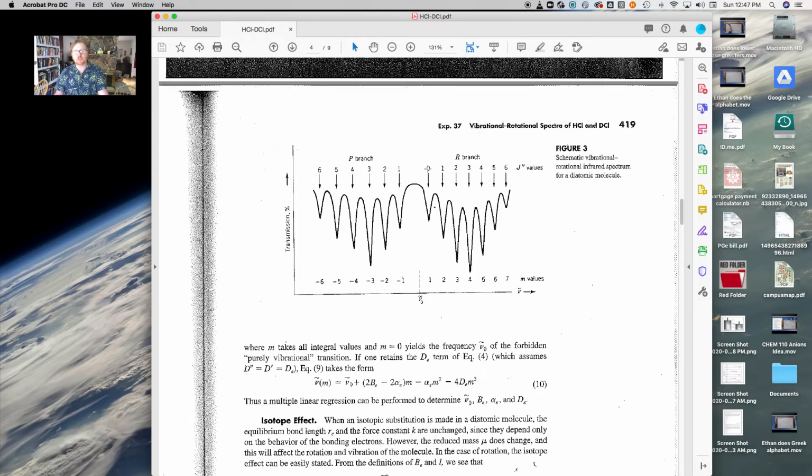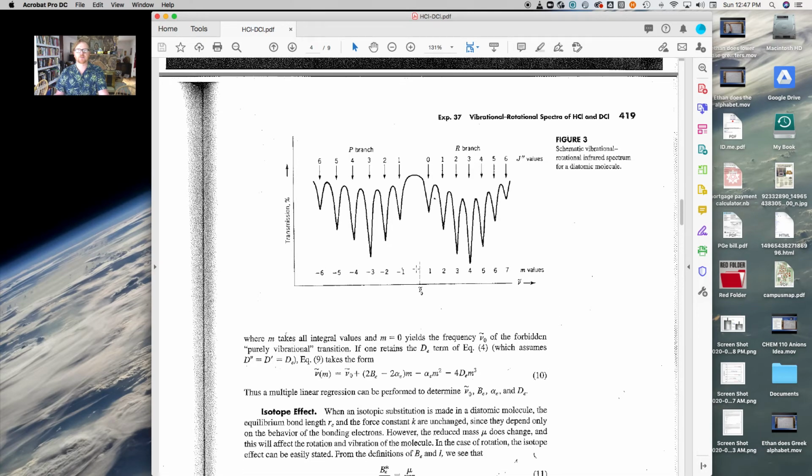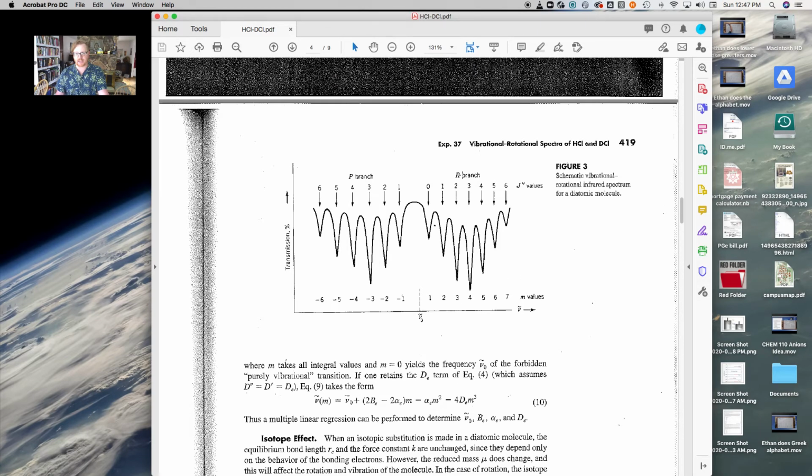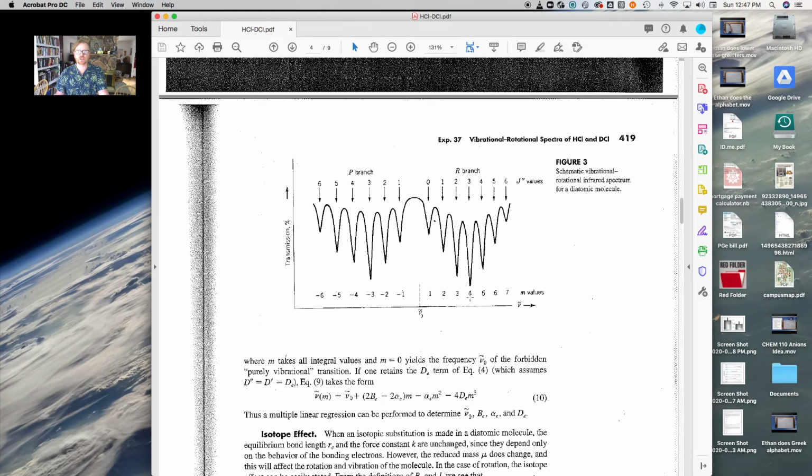But then on the other side, it starts at 0 because it's got to go up. It's got to go from 0 to 1. In any event, to make life a little easier, we use what's called these M values, these index values, where starting on the R branch it goes 1, 2, 3, 4, 5, 6, 7. And then starting on the P branch, it goes -1, -2, -3, etc.